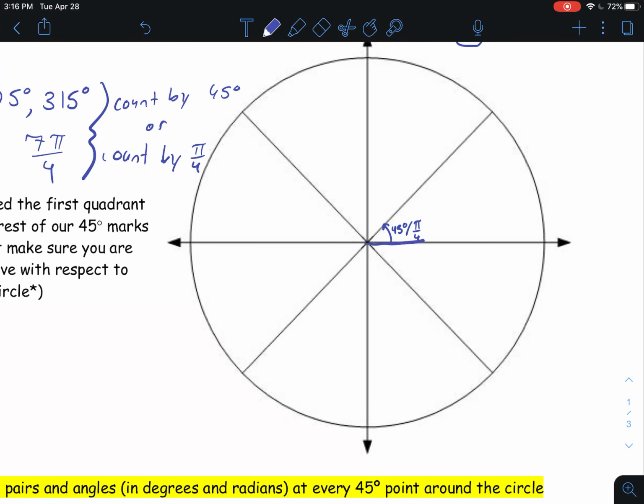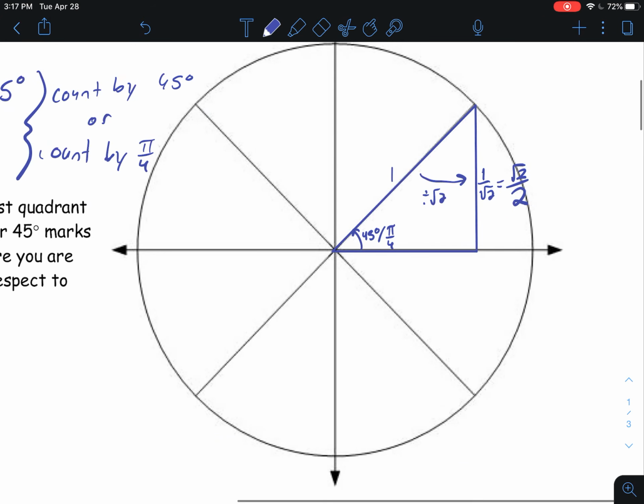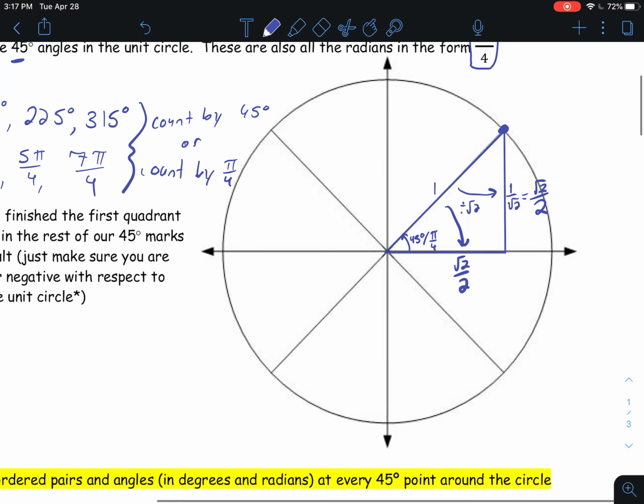And then if we build the right triangle right here, that would give us 1 is always the radius. So then to go to either side, we just divide by radical 2. When you divide by radical 2, you get 1 over radical 2, which is equal to radical 2 over 2. Same thing, you just divide by radical 2 to get the other side, and you get radical 2 over 2 here. So then this point at 45 degrees, or pi over 4, is going to be radical 2 over 2, comma, radical 2 over 2.